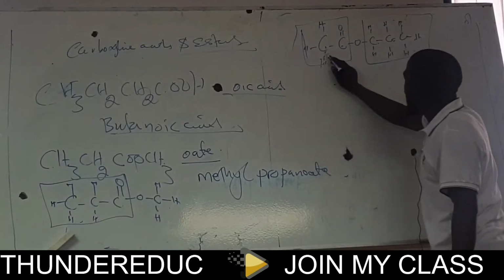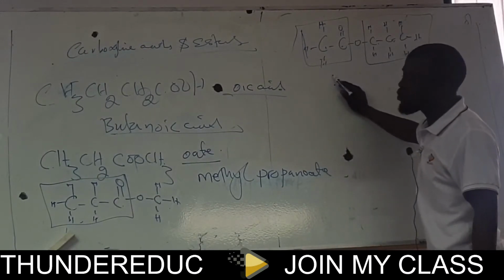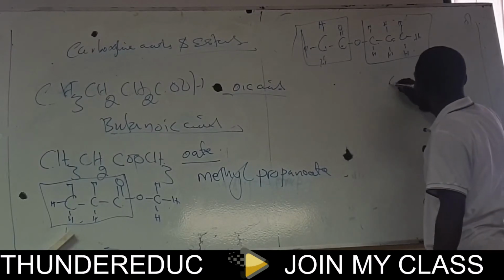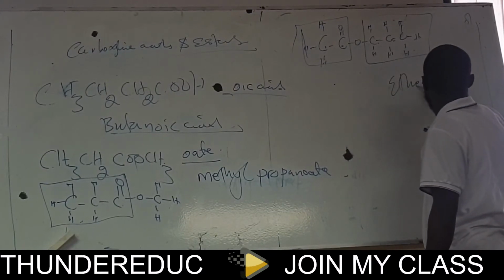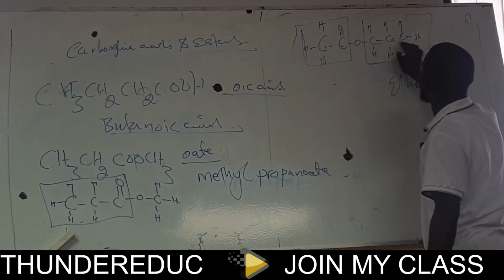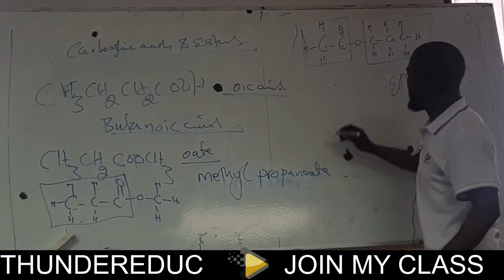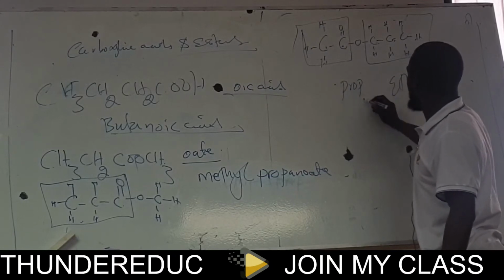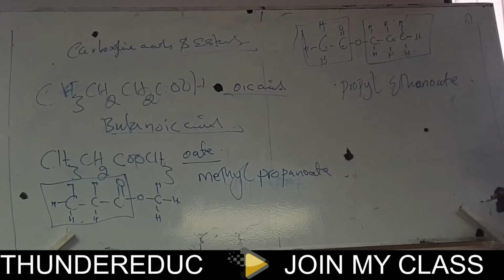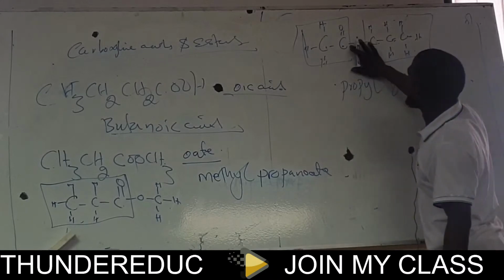So now how are you going to label it or to name it? 1, 2. It's gonna be ethanoate. No wait. But the side group 1, 2, 3. So 3 is what? Propyl. So it's gonna become propyl ethanoate. Is it clear? But a question can come.